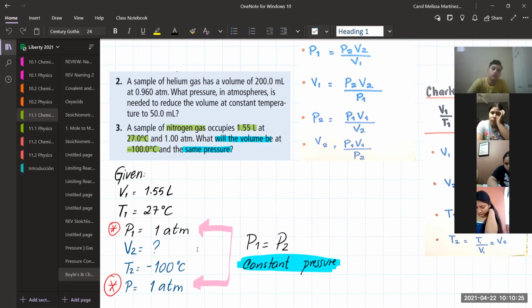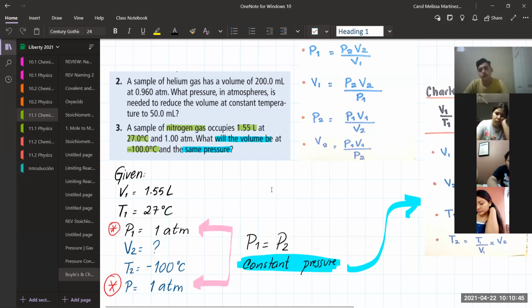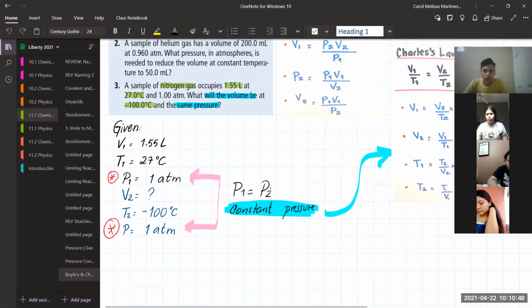You can read from the presentation. It is Charles, because Charles' law states that you can apply those formulas under the condition that the pressure is constant. Presión constante, that's what it means. So for this example, the problem doesn't tell you to use Charles' law. But you have to understand that if you don't have a change in pressure, it means that it is constant, therefore you have to apply Charles' law.